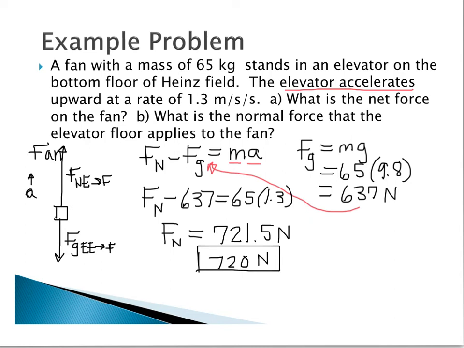The other thing that the problem asks is what is the net force on the fan? The net force is not equal to zero, it's equal to ma. So the net force would be 65 times 1.3. So the sum of the forces, or the net force, would be equal to 65 times 1.3, which is 85 newtons. That's the end of this example problem.